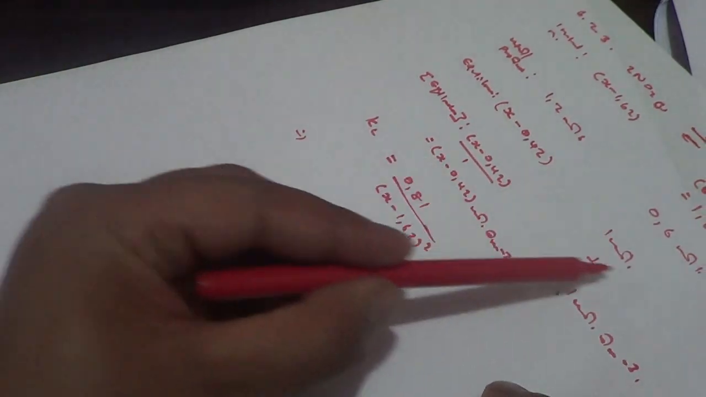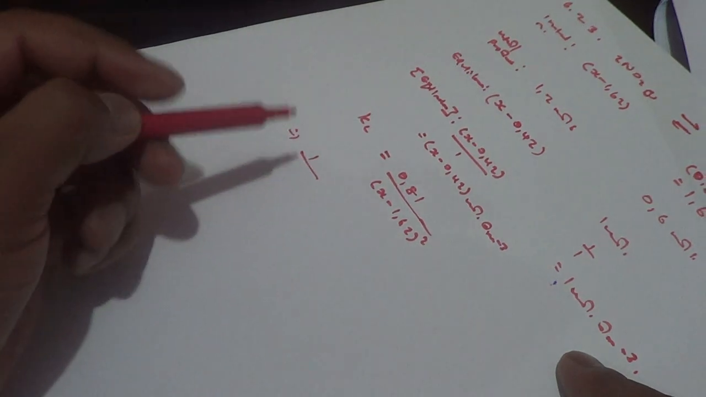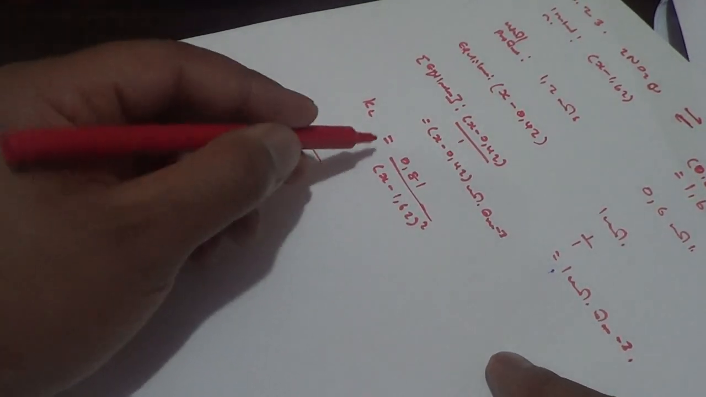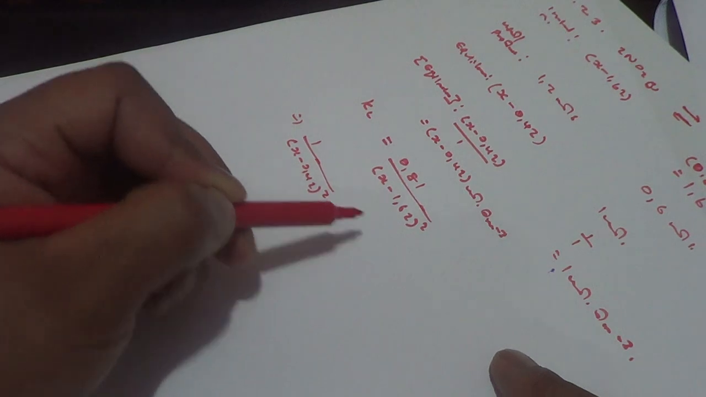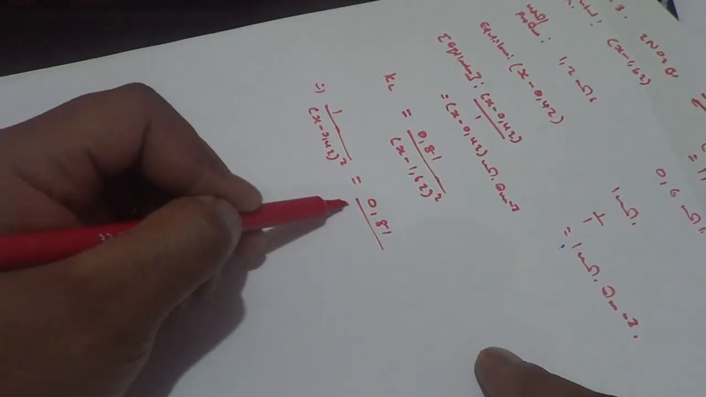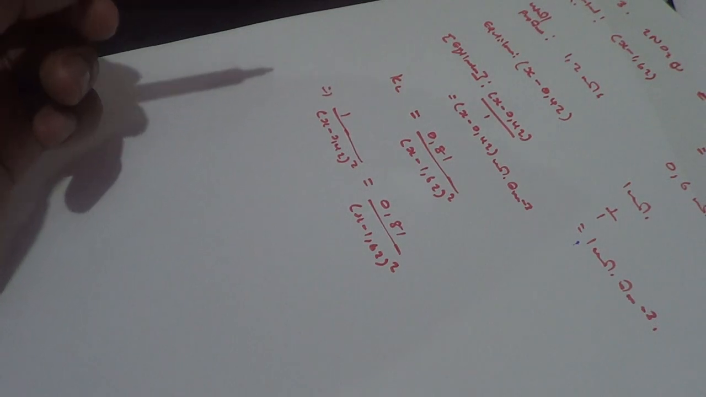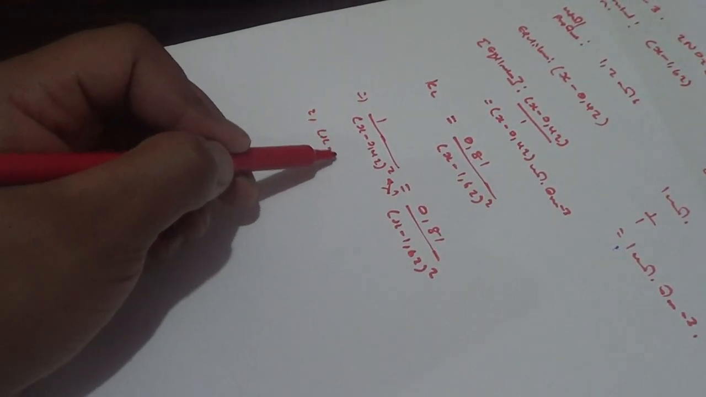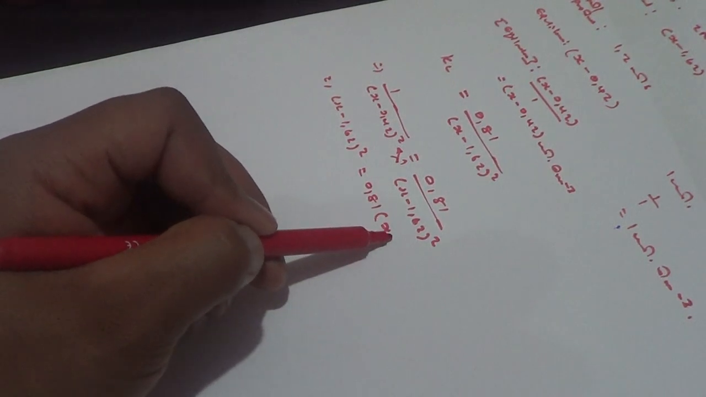This implies that in this situation, I'm just going to try to derive simultaneous equations without really stressing myself here. So this one is 1 over, because remember, products over reactants. So this is 1 over this situation here. This is x minus 0.42 squared equals 0.81 over x minus 1.62 squared. So this is what we have. So what are we going to do here? Cross multiply. This essentially just becomes x minus 1.62 squared equals 0.81 into x minus 0.42 squared.